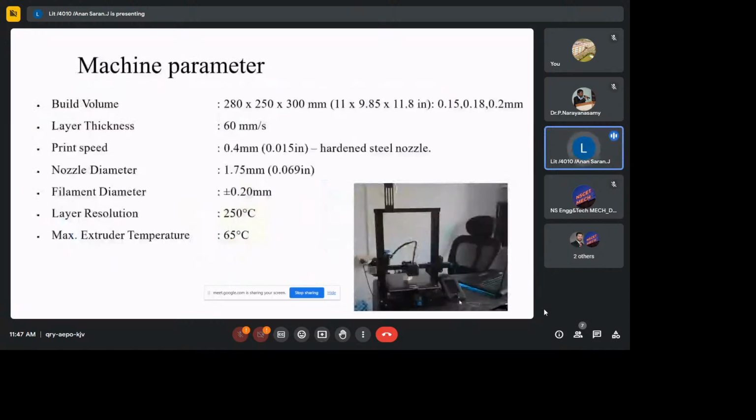And these are our machine parameters, sir: build volume, layer thickness, printing speed, nozzle diameter, filament diameter, layer resolution, and max extruder temperature, sir. This is our machine, sir.